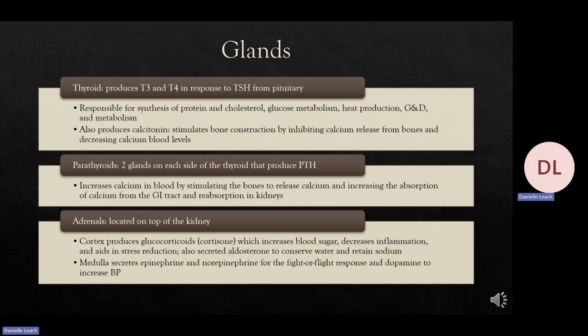The medulla produces epinephrine and norepinephrine, which are responsible for the fight or flight response, which increases heart rate, respiratory rate, dilates the pupils, increases the utilization of glucose, and suppresses digestion and the immune system. It also secretes dopamine, which helps increase blood pressure.